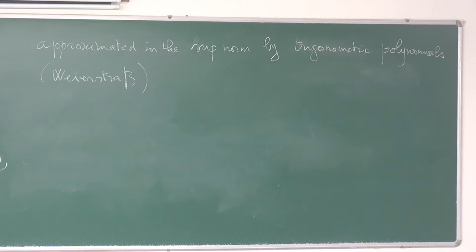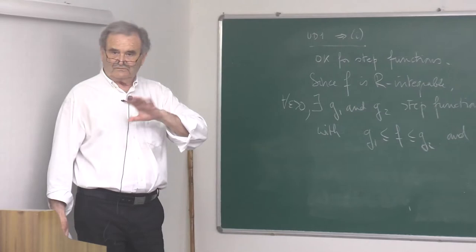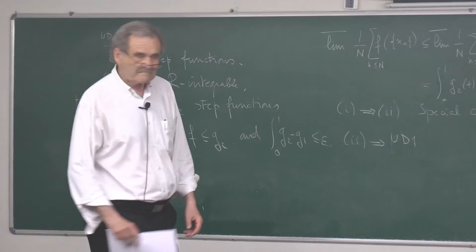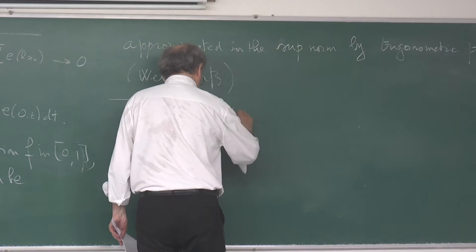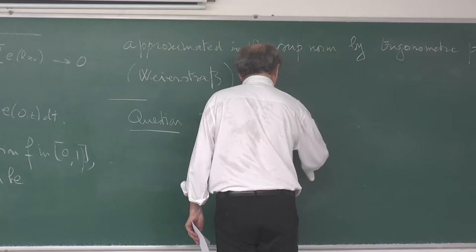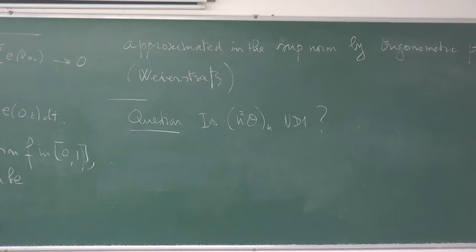Now there is something interesting before moving to van der Corput. We already gave one application of that, for the function n theta, and it was very nice. What about n square theta? Question: is n square theta uniformly distributed mod 1? If you even think whether it is dense, it is not that clear that it is dense. You see, linearity was absolutely crucial in Kronecker's proof. Here you are losing this.